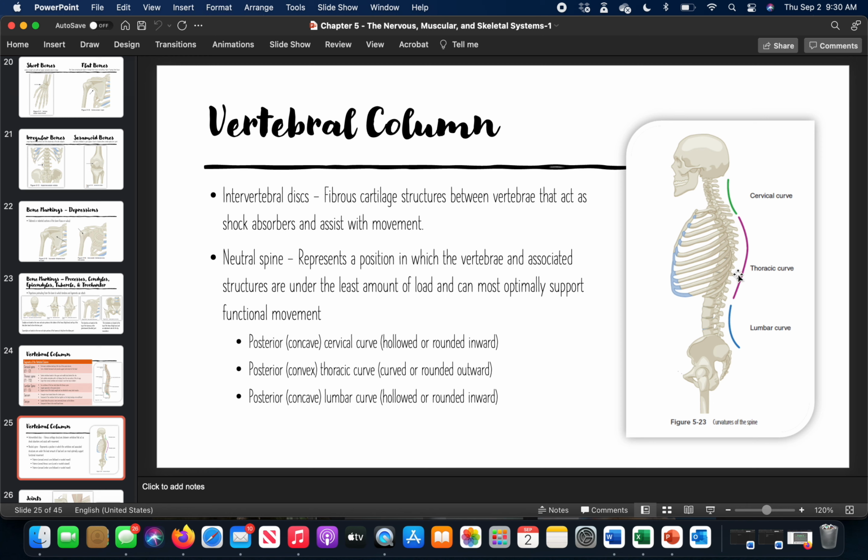So if you look on the right there, you'll see that line C1 to C7, T1 to T12, and then L1 to L5. You'll see here that makes a really nice neutral spine. It creates a better positioning for the head, a better positioning for the rib cage, and a better positioning for the pelvic region, which helps your femur stay in alignment, which doesn't affect your knees and ankles. So this neutral spine really makes a big difference when it comes to movement, posture, and imbalances that may occur throughout the system.